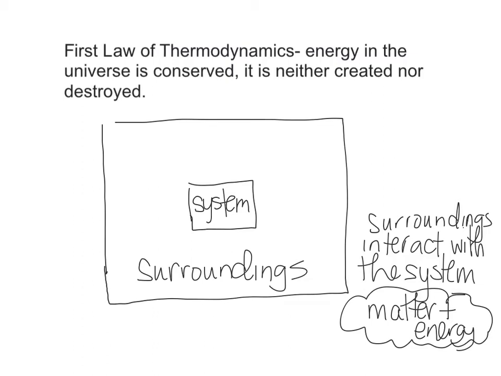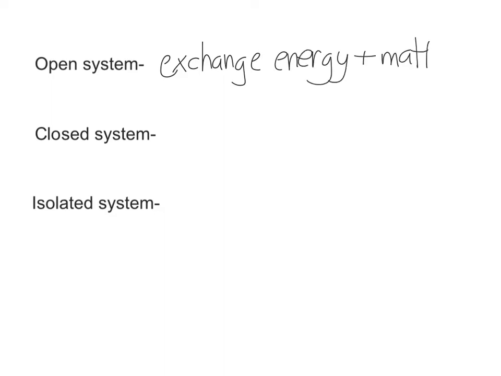Now there's three types of systems we're going to look at: an open system, a closed system, and an isolated system. An open system can exchange energy and matter with the surroundings. So this is like a reaction in a beaker and a gas is formed. So the matter is the gas escaping to the room, and the energy could be the change in temperature.